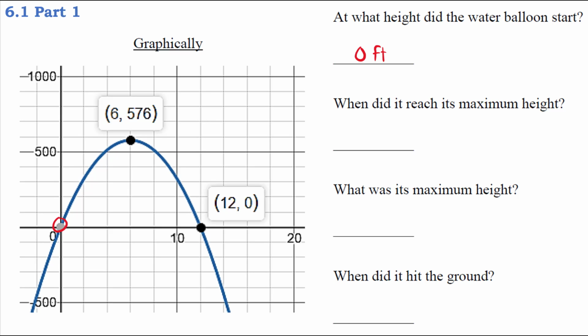And when did it reach its maximum height? Well, we're going to look here, the line of symmetry. When it meets the line of symmetry, when it peaks, and of course our x value is in seconds, and our y value is in height. So after 6 seconds, we reached our maximum height of 576. So the time when it reached its maximum height is 6 seconds. And what is the maximum height? The maximum height it reached was 576, just by looking at the graph.